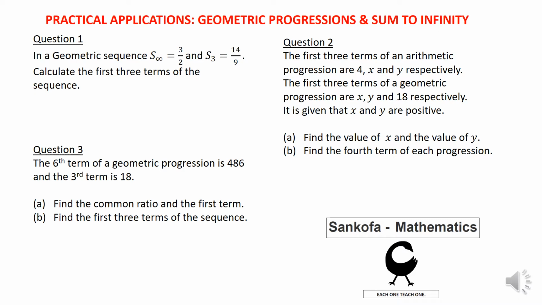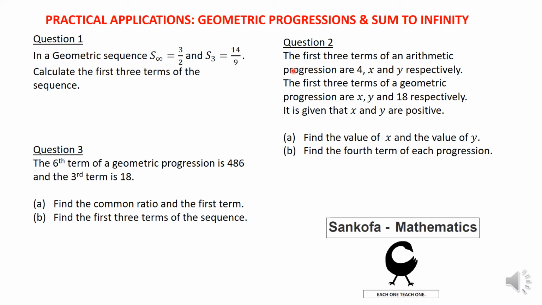So I have here three more questions on geometric progressions and sum to infinity, some practical problems. The first question says, in a geometrical sequence, the sum to infinity is equal to 3 halves, and the sum of the first three terms is equal to 14 over 9. Calculate the first three terms of the sequence.